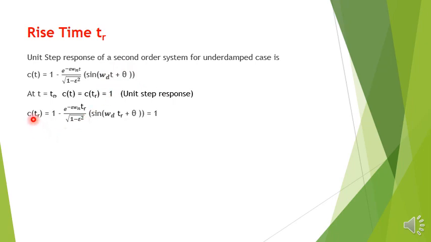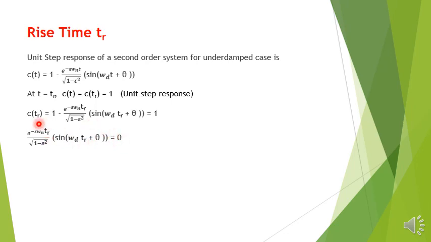Now C of tr, if I substitute t equal to tr, is equal to 1. That means 1 minus e to the power minus zeta omega n tr divided by root of 1 minus zeta square, sine of omega d tr plus theta, equals 1. If I rearrange, this 1 and this 1 get cancelled and it becomes 0. The minus sign is of no use. So e to the power minus zeta omega n tr divided by root of 1 minus zeta square, sine of omega d tr plus theta, equals 0.